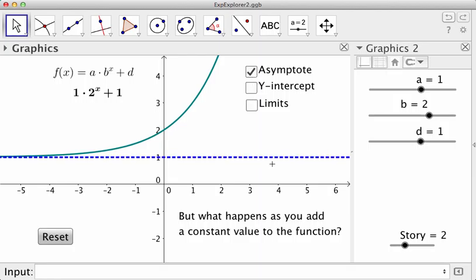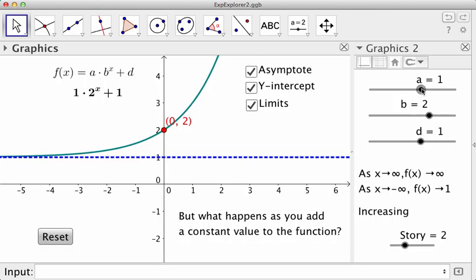Now notice our asymptote has changed from y equals 0 to y equals 1. Our y-intercept, not surprisingly, went from (0, 1) to (0, 2). And our limits: as x approaches positive infinity, f of x still approaches infinity, but as x approaches negative infinity, f of x approaches 1, again, never quite reaching it.